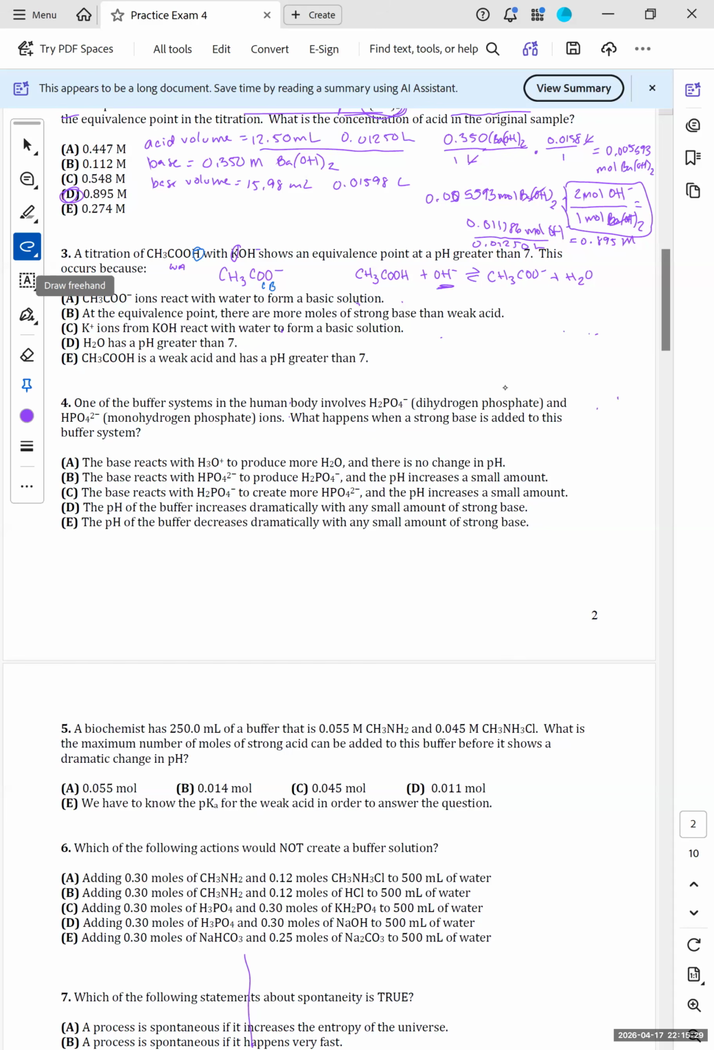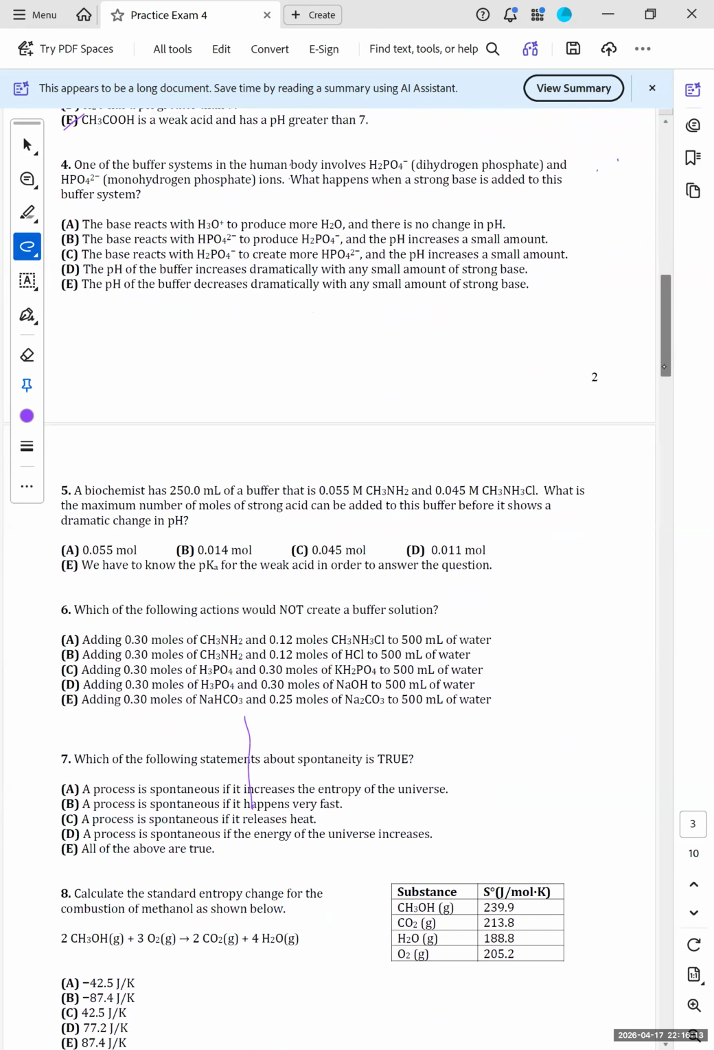So looking through here, this looks correct. A looks about right. B, I think it's more moles of strong base and weak acid. No. K ion reacts with water? No, it's a spectator ion. H2O doesn't have a pH greater than 7. And we already said that this was not true, so the answer has to be A.